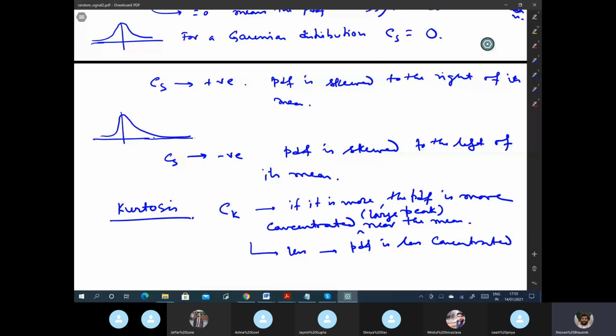If it is negative, that means you can expect a long tail on the left hand side. That is the skewness. The coefficient of skewness, and then kurtosis, the coefficient of kurtosis. If it is more, you expect a heavy peak near the mean. If it is less, you expect that the peak will be less. This is all. Tell me any query.